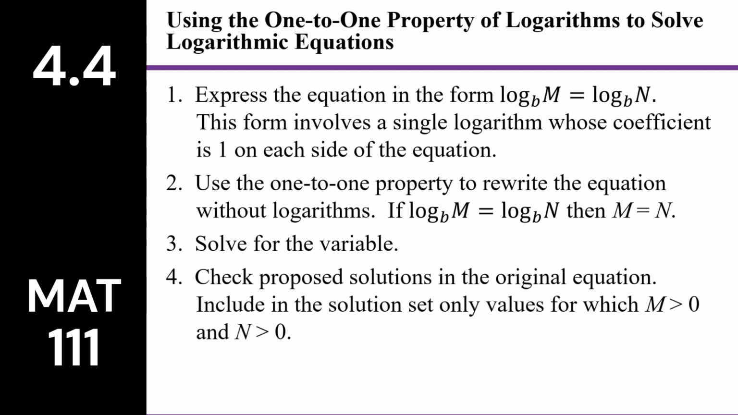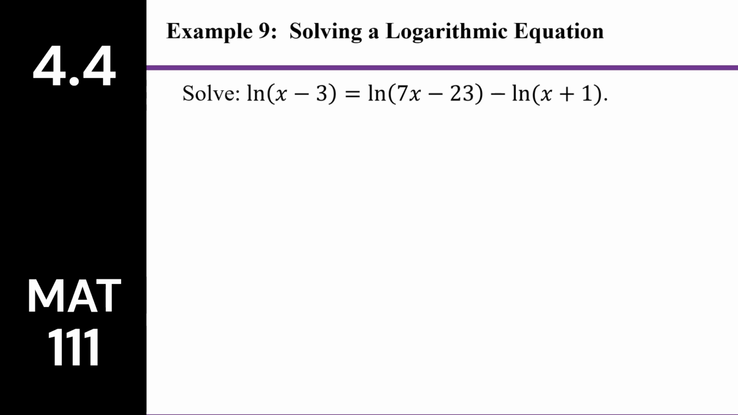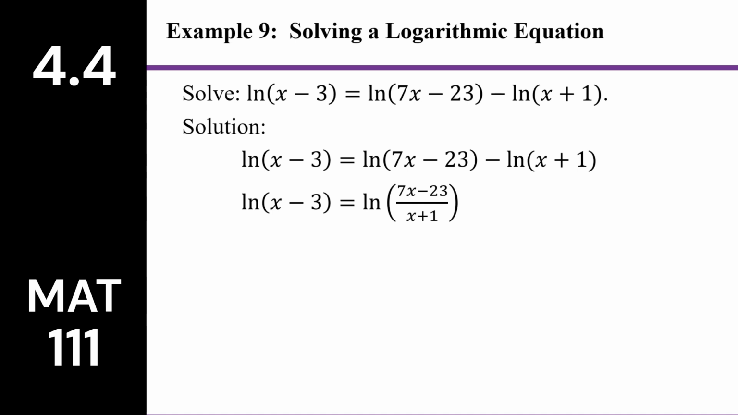Once we get our proposed solutions, we need to make sure to check them in the original equation to make sure that none of our proposed solutions make our arguments of our logarithms negative or 0. In this example, we can rewrite the equation as log equals log by recognizing that the subtraction of the two logs on the right can be condensed using the quotient rule. Once we have log equals log, and the two logs have the same base, they're both natural logs, so base e, then we can rewrite this as the argument of one log equaling the argument of the other.